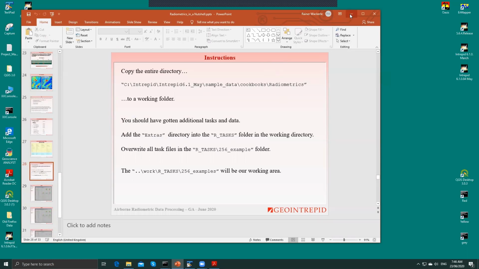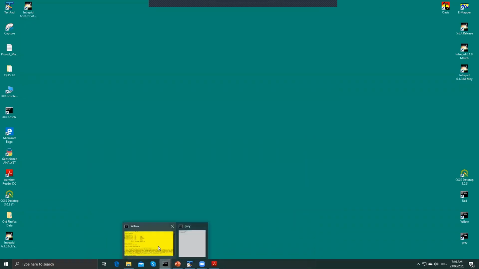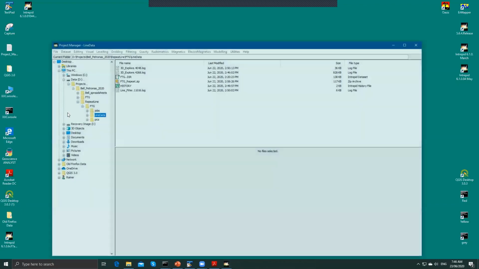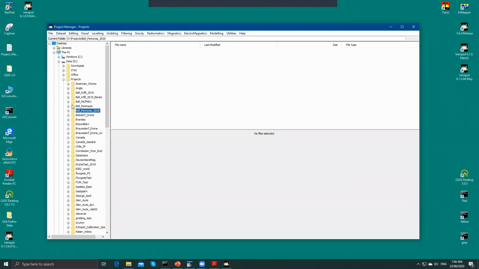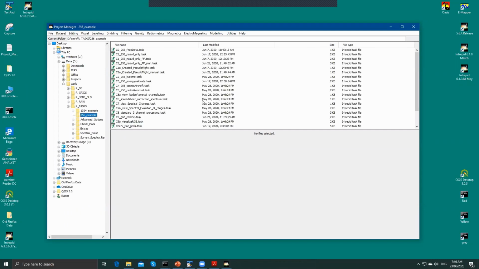Okay, cool. So we basically start with all, hold on, I have to get my window right. Okay, so we'll have to navigate to the right directory, our tasks 256 example. Before we start here, you are familiar with Intrepid in general? Yes, we are.